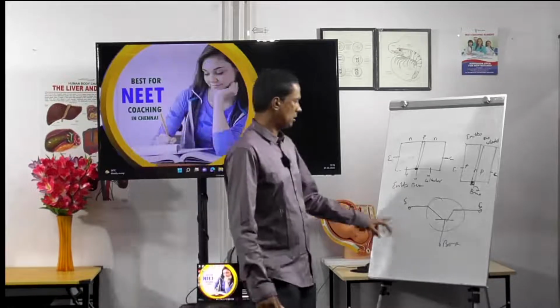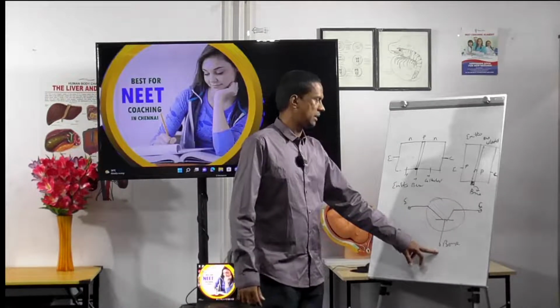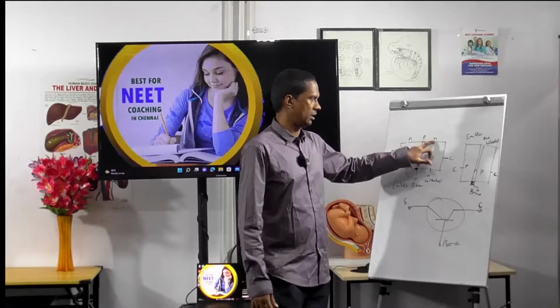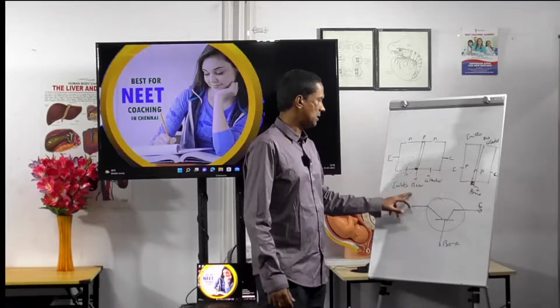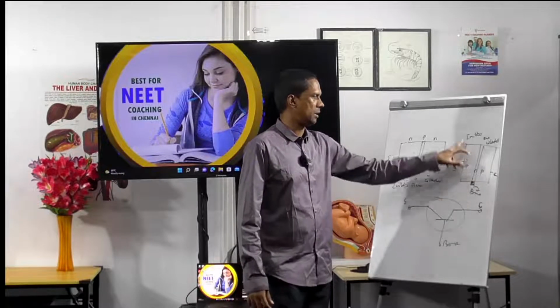So this one is emitter, this is collector, this is base. This one is for NPN and this one is for PNP. Emitter, collector, base.